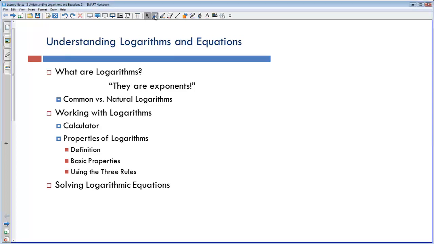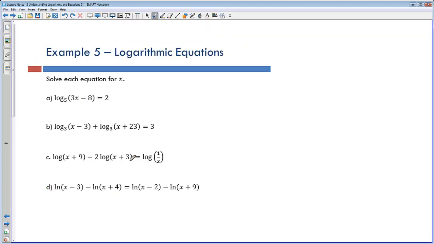It's time for Fun with Math, and today we're going to talk a little bit more about understanding logarithms and equations, and in particular, we're going to solve logarithmic equations today. So let's take a look at the examples we are going to do. We're going to do 4 problems.